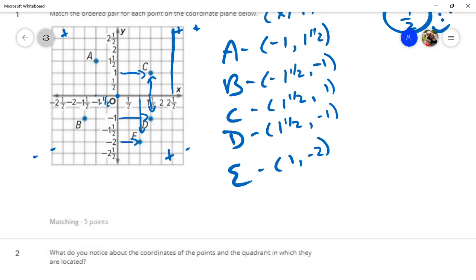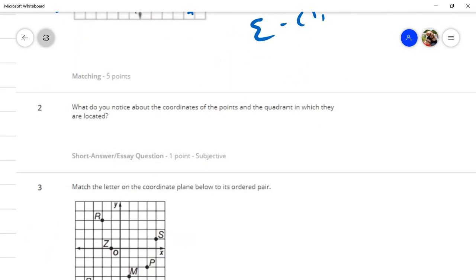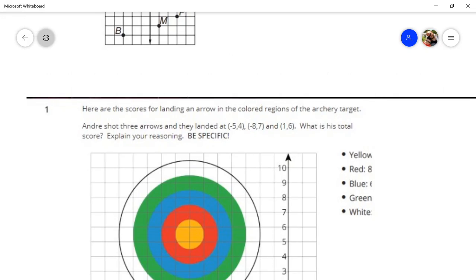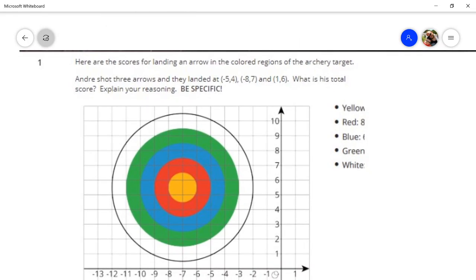All right. I think that's pretty good. I don't know if you need much more than that from me. I think that kind of covers those. Let's take a look at these last couple. It says number 1. Here are the scores for landing an arrow in the colored regions of the archery target. Okay, so it's going to be 10, 8, 6, 4, 2. All right. Andre shot 3 arrows, and they landed at negative 5, 4.